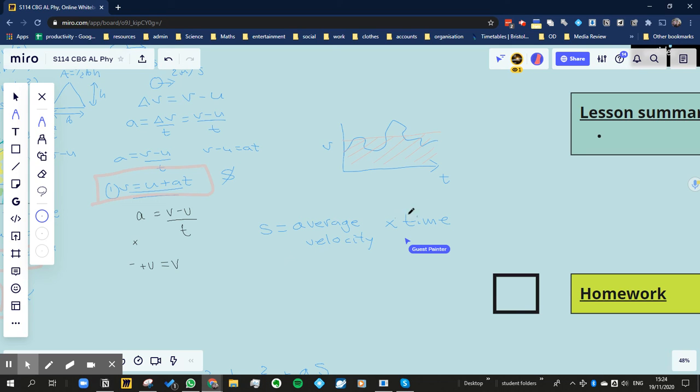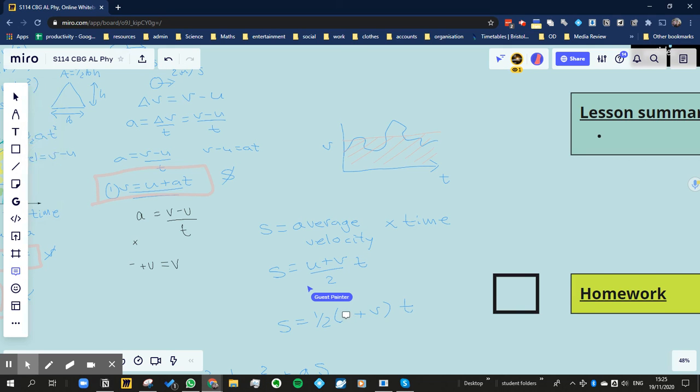And the average velocity, if you're accelerating at a constant rate from u to v, is going to be equal to u plus v divided by 2. So s is equal to (u plus v) divided by 2, multiplied by time. And that's usually written as s is equal to half (u plus v) times t. So that one doesn't have an a in it, and so we've got all of the equations that we need.